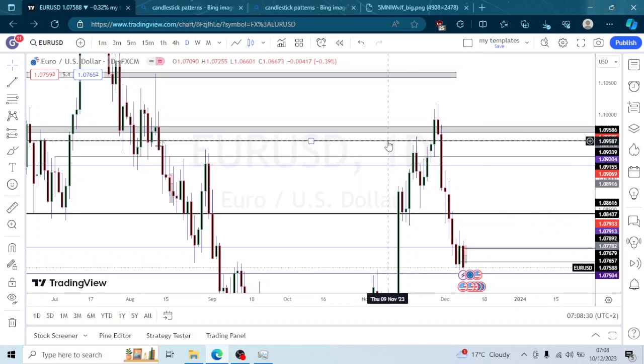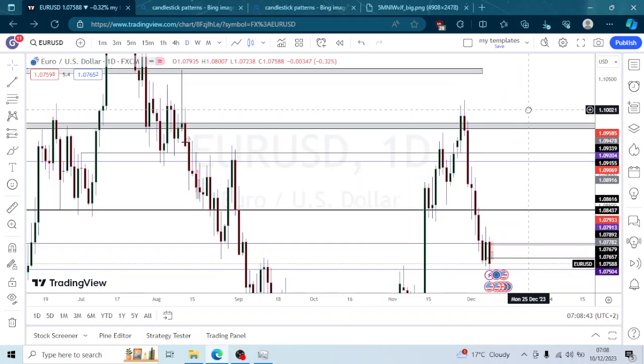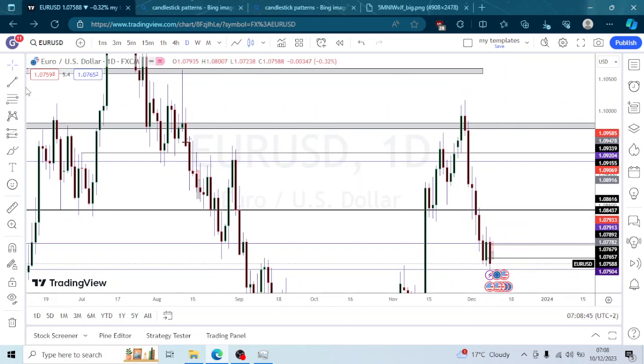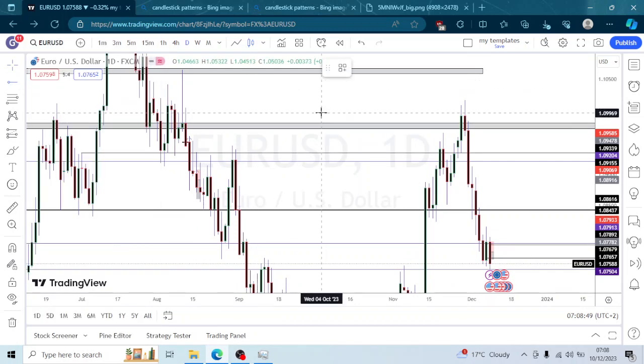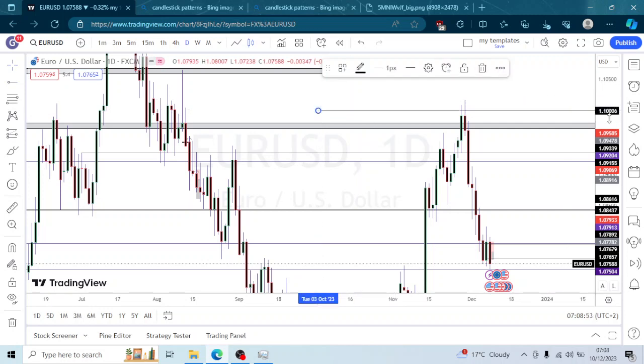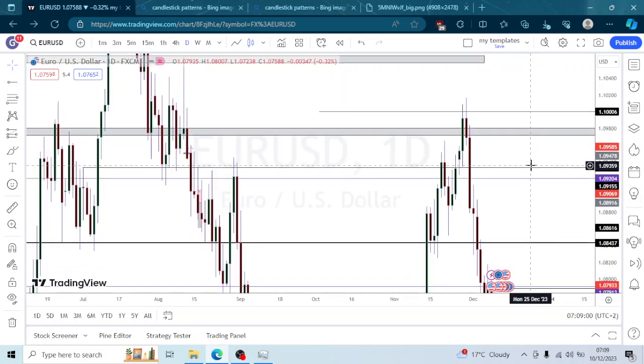And then there was 1.1000. There's the investor psychological zone right here. 1.0000. These are investor psychological zones, right? You remember what I told you guys, zeros and 50s, right?